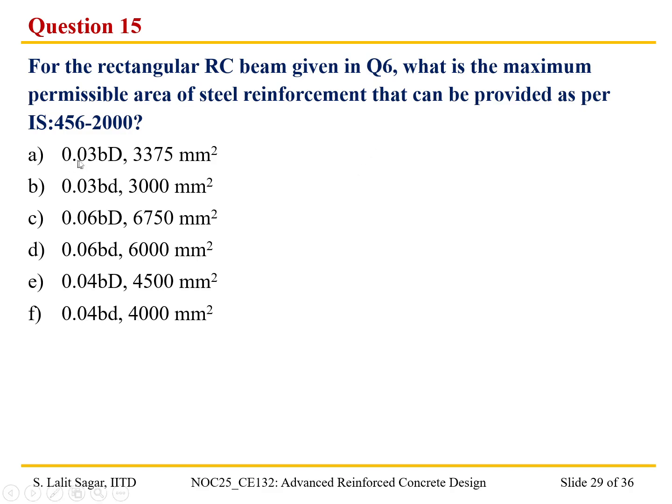Okay, so here 0.03 BD refers to 3% of the cross sectional area, 6% of the cross sectional area, and 4% of the cross sectional area. Okay, kindly have a look at the IS code provisions and let me know what would be the correct response.